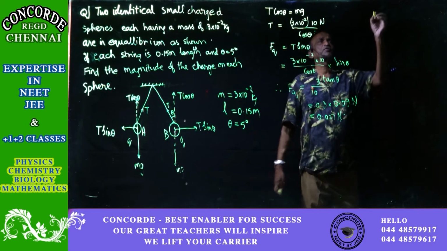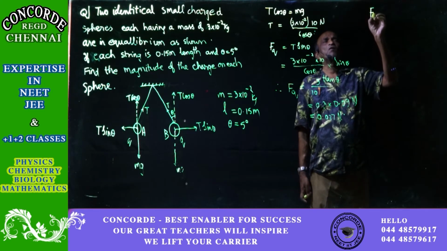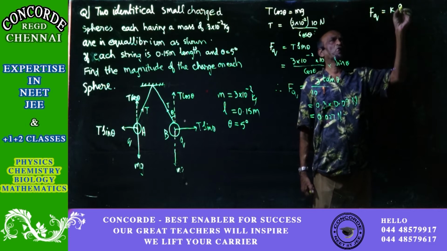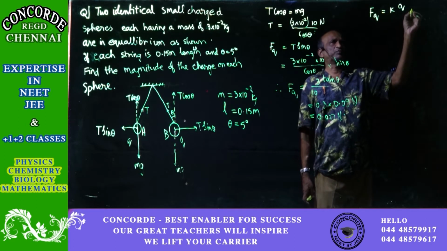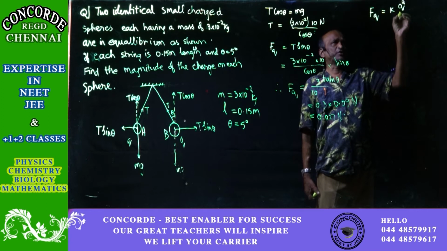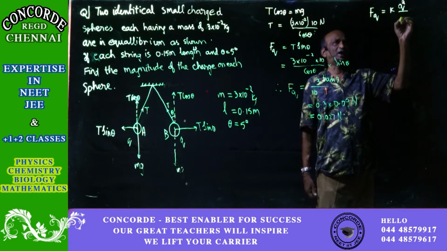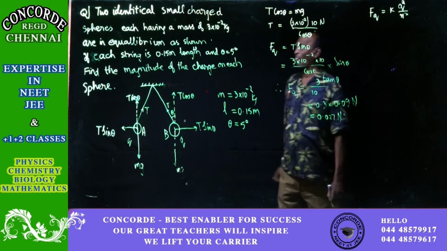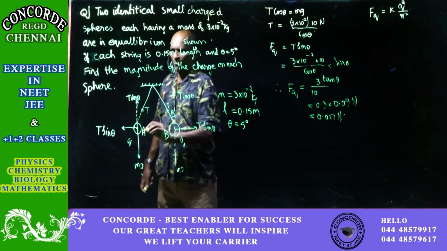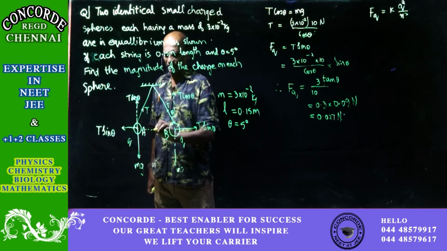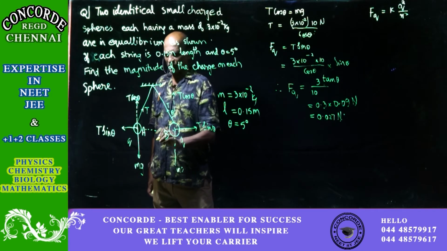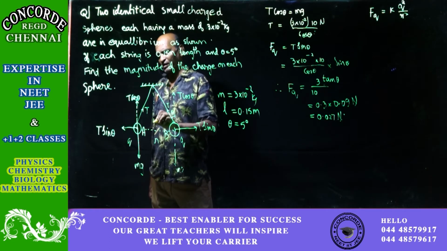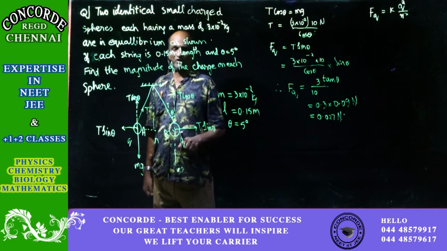We now know the value of the force due to the charges. F_q is equal to K into Q1 into Q2. Both are the same, so it will be K Q squared by R squared. You have to now find the value of R, the distance between the two charges. So this is R. Now the length is given equal to 0.15 meters.